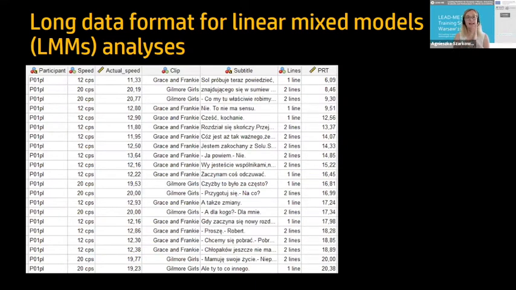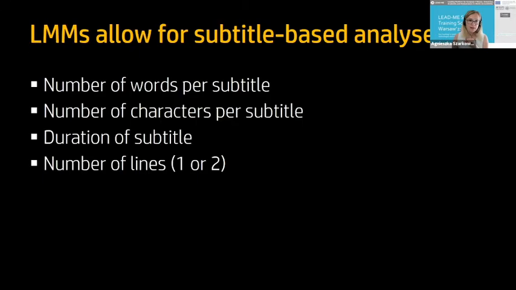So unlike in ANOVA analysis, what we have in LMMs and in R, as was mentioned yesterday, is what is known as the long format, right? So you can see we have several data rows from one participant per one area of interest, actually, right? So this is what you can see here. So we have data from different clips, different speeds. Yeah, so this is what the data looks like.